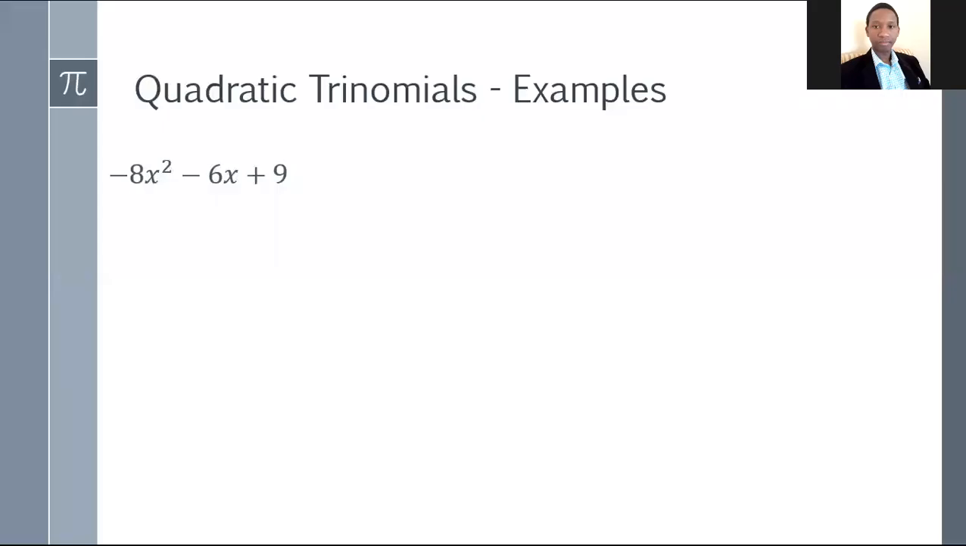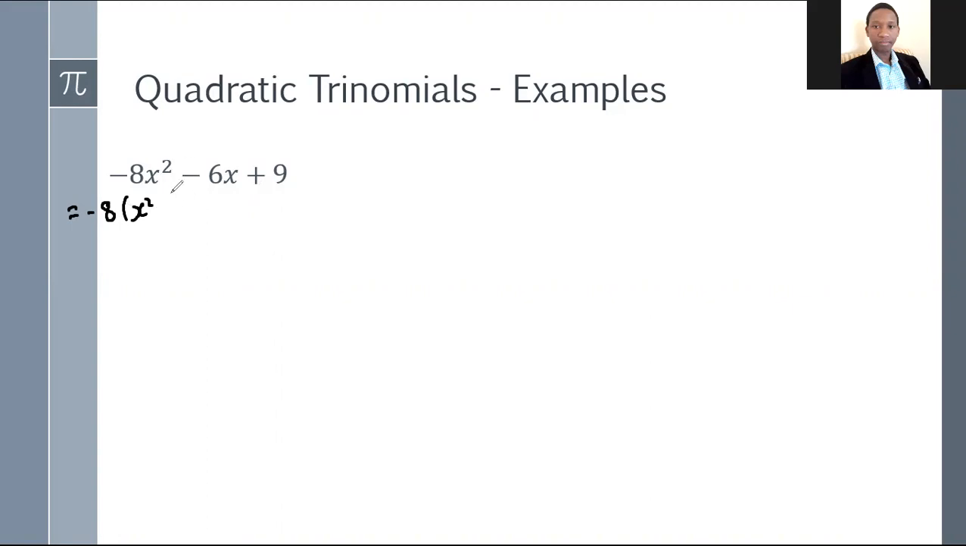Let's look at a case here where a is different from 1, but negative. Nightmare? Well, let's see how the method comes out nicely. So first of all, we must make the coefficient of x squared to be 1. So I'm going to take out here a negative 8, and I'm left with what? X squared, because negative 8x squared divided by negative 8 leaves me with x squared.